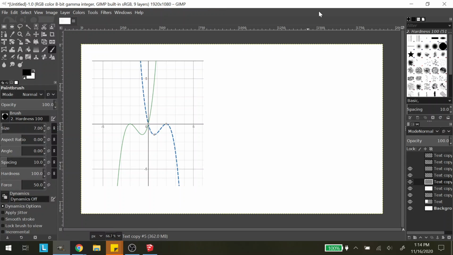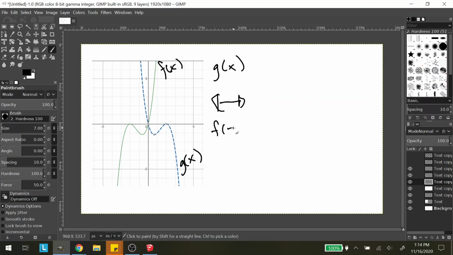Let's say that you have this one now. We're always going to assume that the solid is our original. So let's say that my f of x is the green, and that our g of x is the blue. Well, in this case, see how it's flipped sideways? That means we put it on the inside.